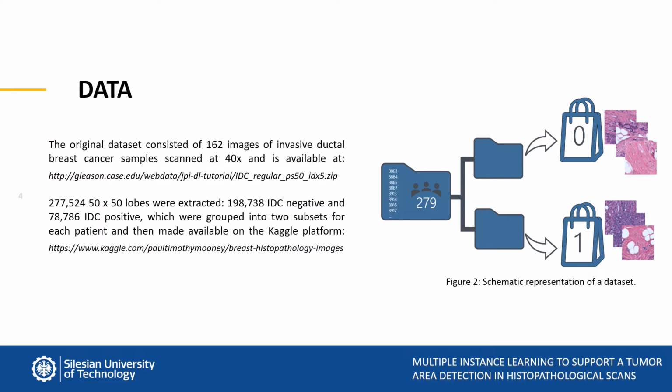Cancer is a serious public health problem as it is one of the main causes of death of people around the world. About 70 to 80% of all cases of breast cancer are classified as two main types: invasive ductal carcinoma, IDC, and invasive lobular carcinoma, ILC. The original dataset contains 162 images of IDC at 40 times zoom. For further analysis, 50 by 50 pixel patches were used, which were divided into two subsets for each patient.